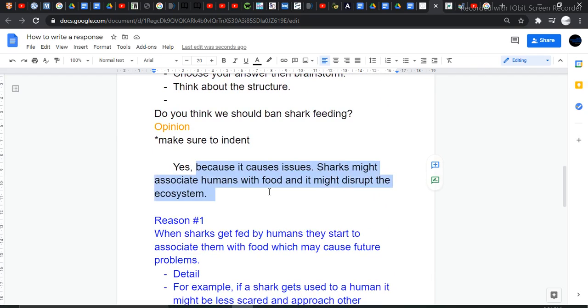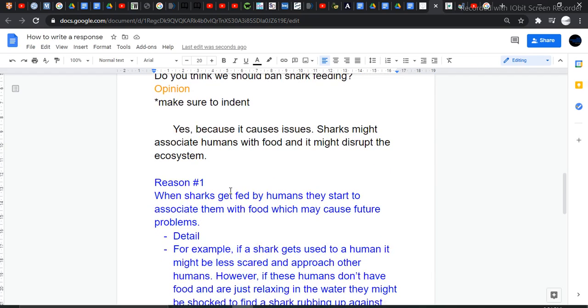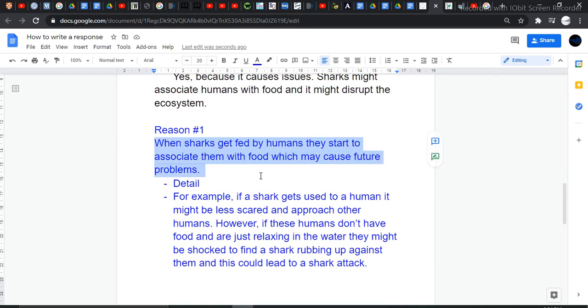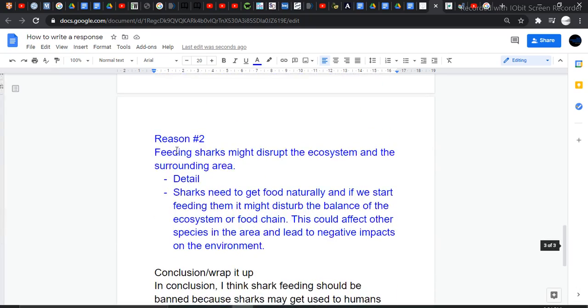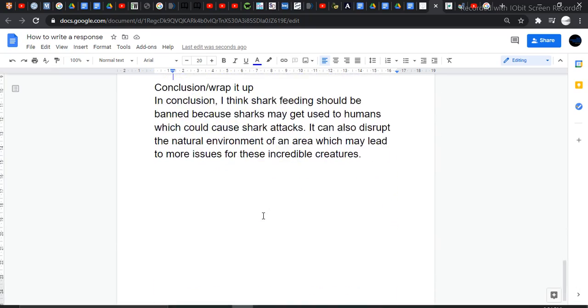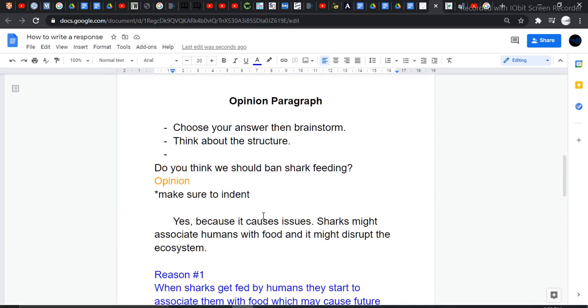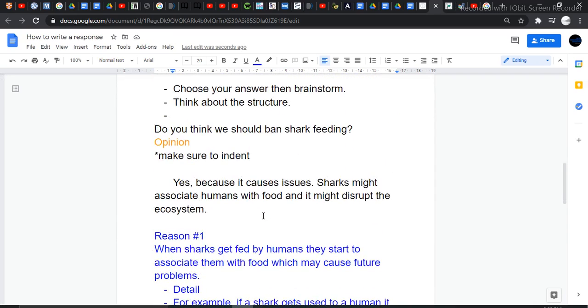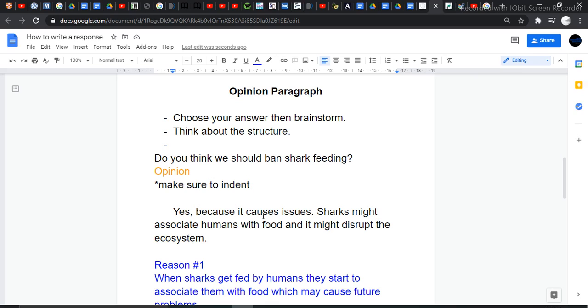So that's my rough draft. Very rough. Then we have my reason here and the details, reason here, and details, then conclusion, and wrap it up. So that does take some time, and you have to go back and rework it and really cut. It's like being a surgeon. You have to cut things out.